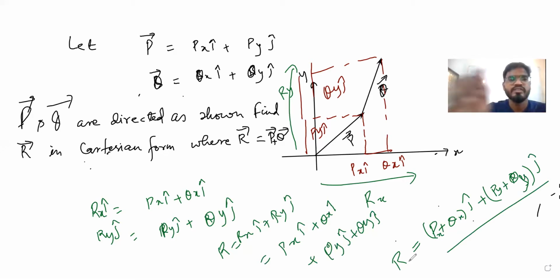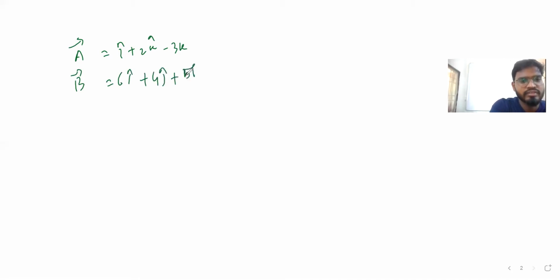Let's see now. Suppose a vector is given. Vector a is 1 i cap plus 2 j cap minus 3 k cap. Vector b is equal to 6 i cap, 4 j cap, 5 k cap. They're asking find vector a plus vector b. Vector a plus vector b, if you guys will do, then what? We know i plus i we will add, j plus j we will add, k plus k we will add.